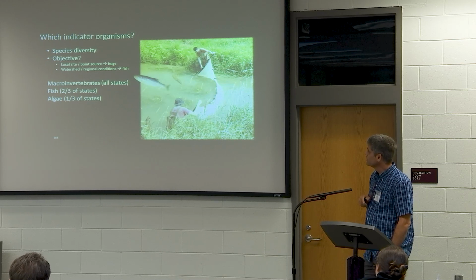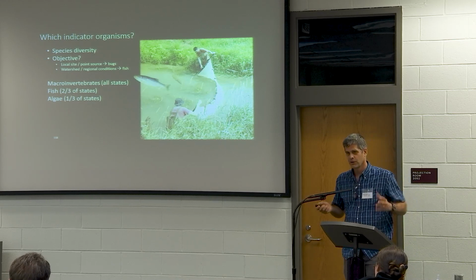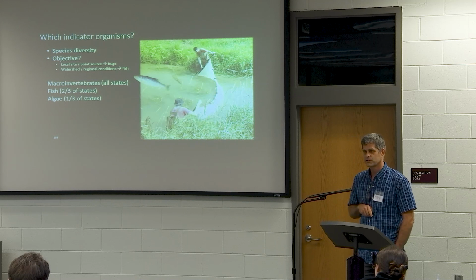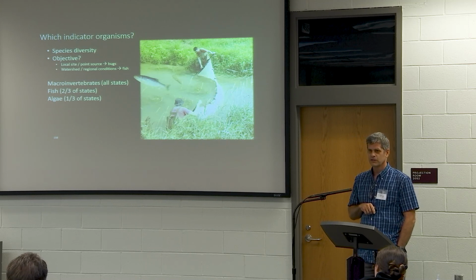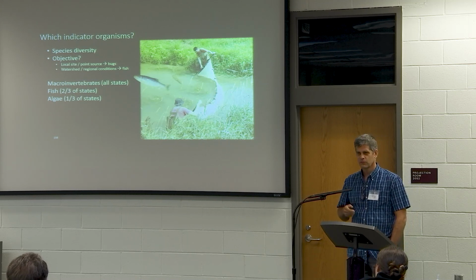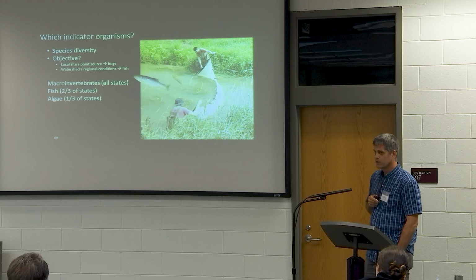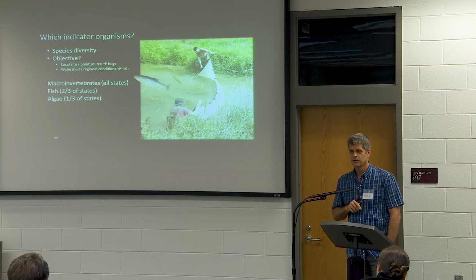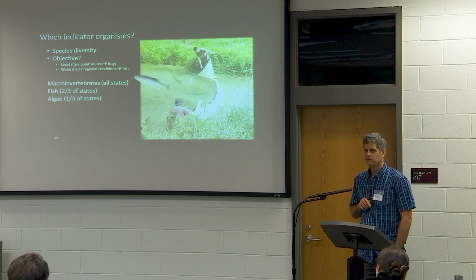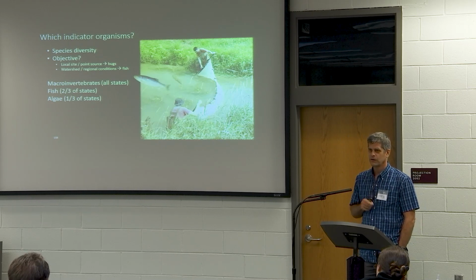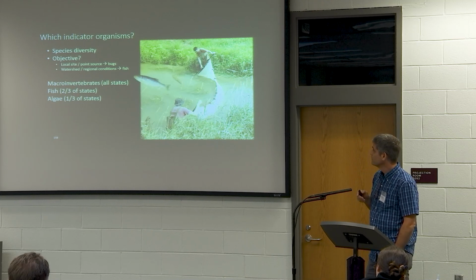And that decision depends on where you're at. In the Pacific Northwest, there's not a lot of fish diversity, for example, and so you're kind of stuck with other organisms. But in Virginia, as long as you're not in the cold mountain streams, you've got quite a few fish species to work with, and so that's an option.